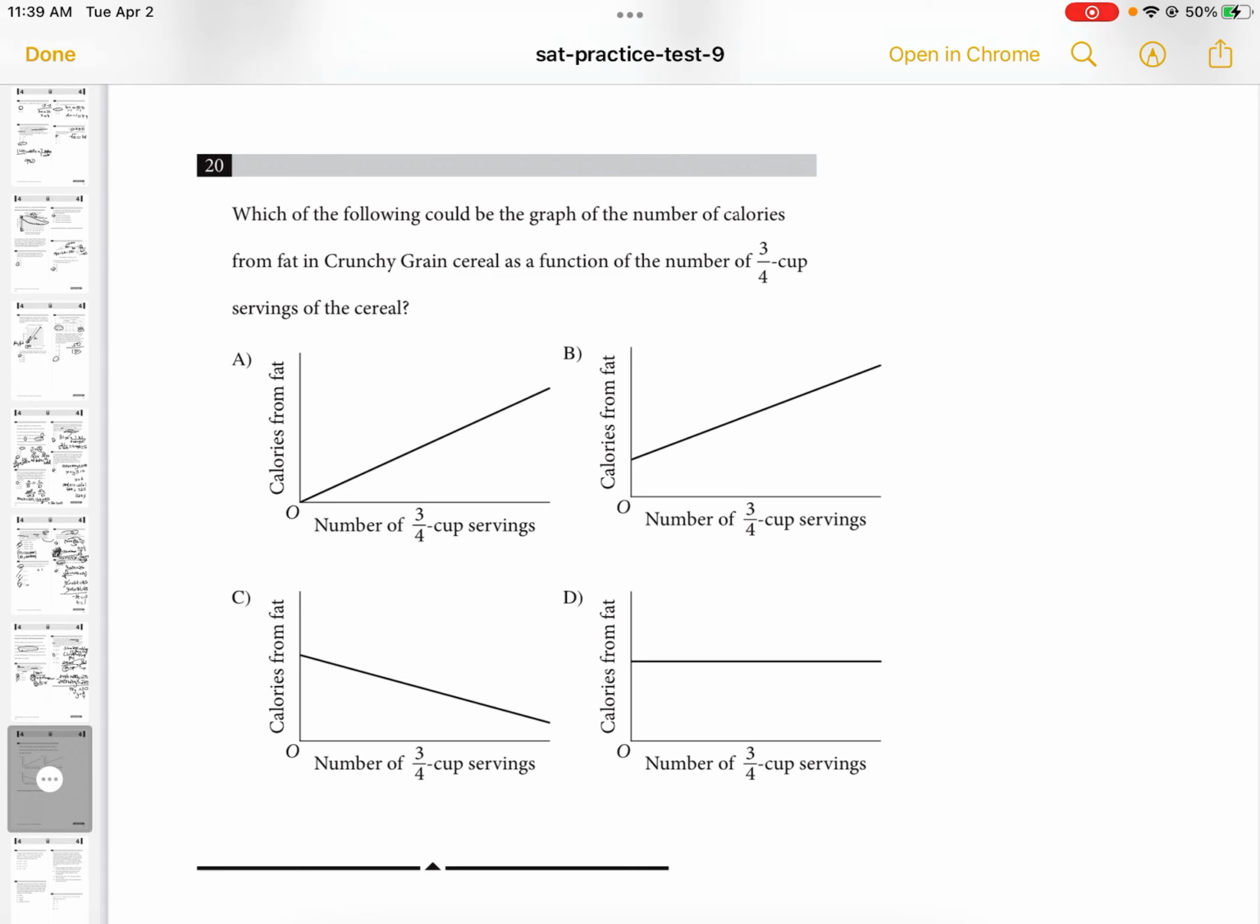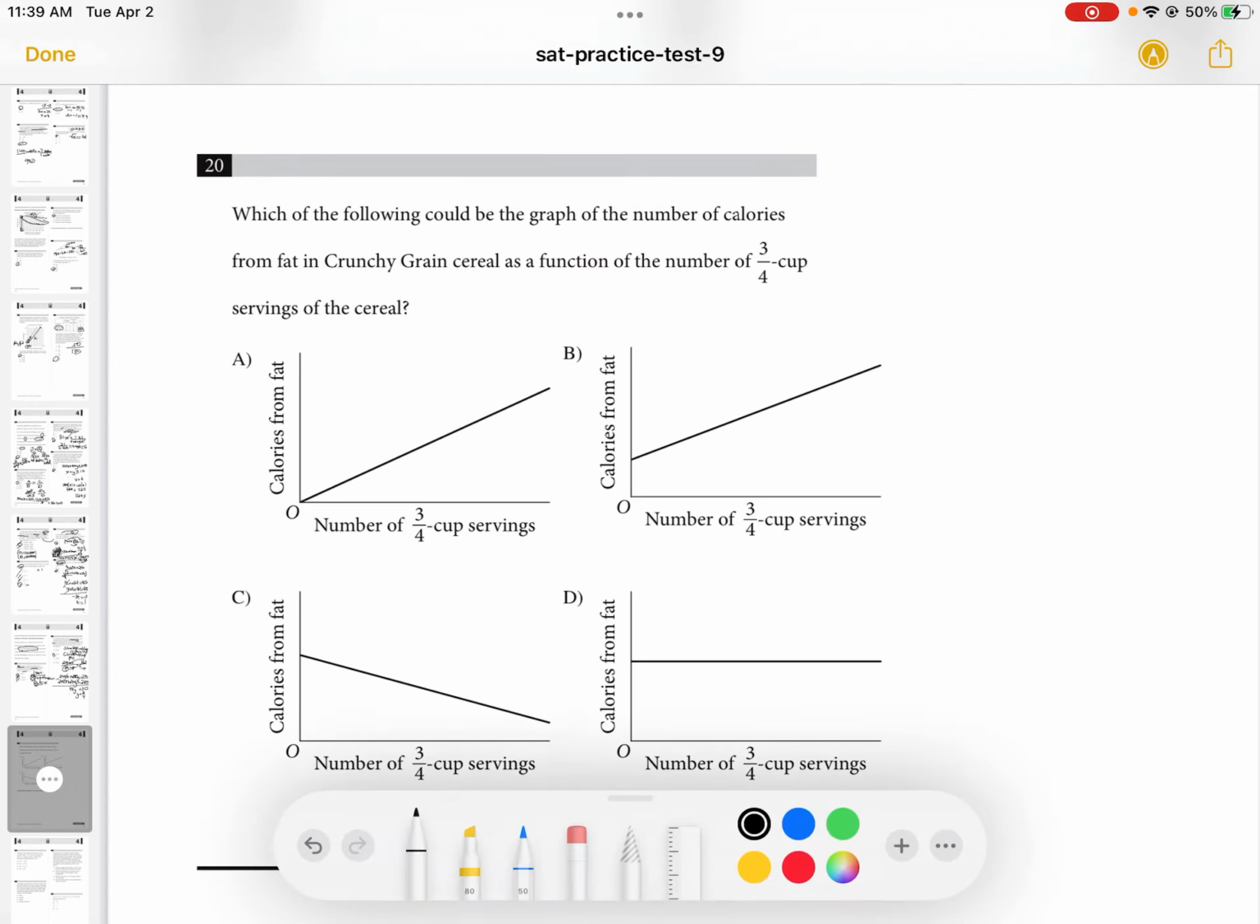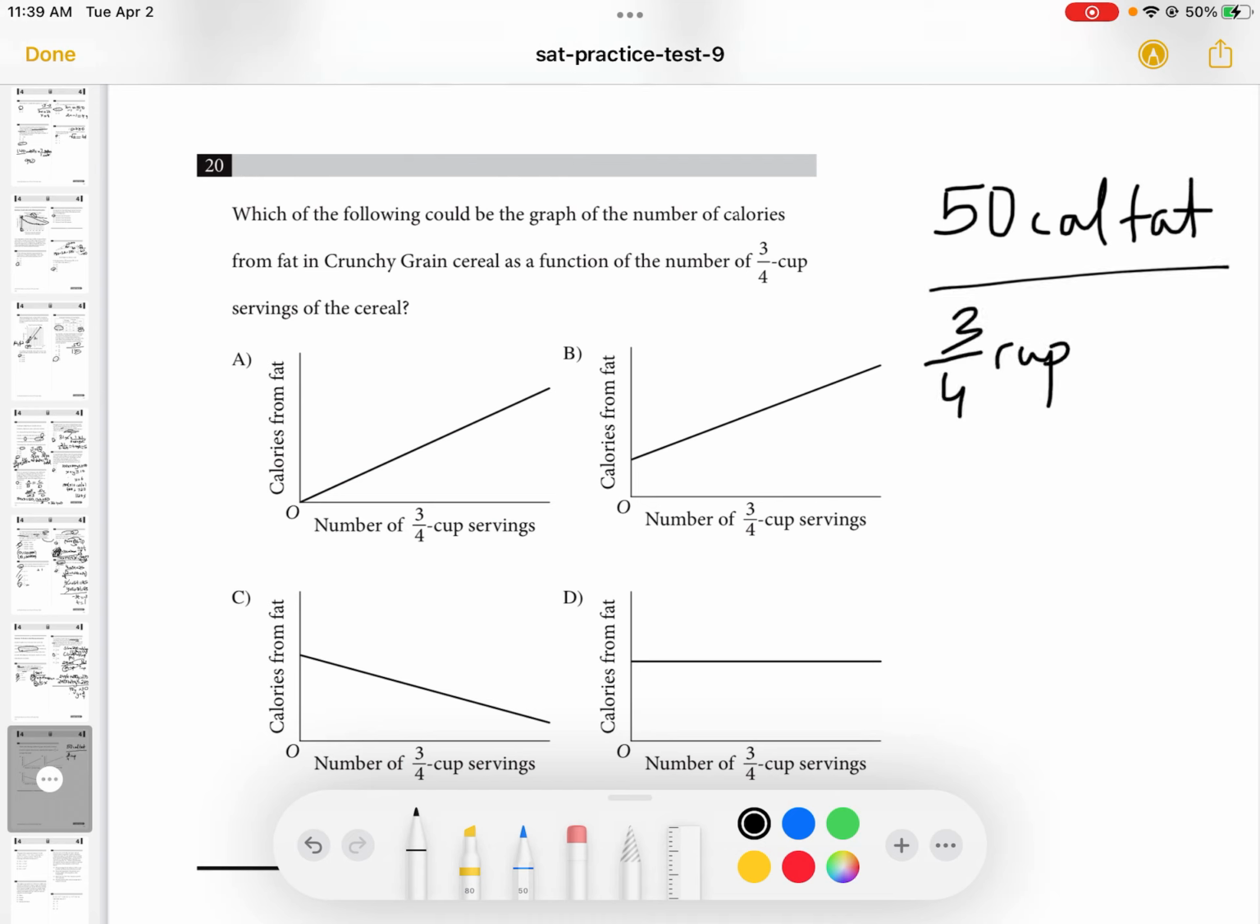Which of the following could be the graph of the number of calories from fat in crunchy grain cereal as a function of the number of 3/4 cup servings of the cereal? So from the problem statement, remember that we get 50 calories from fat for every 3/4 cup serving. So there's a proportional relationship. It's a positive proportional relationship. So it can't be C and it can't be D.